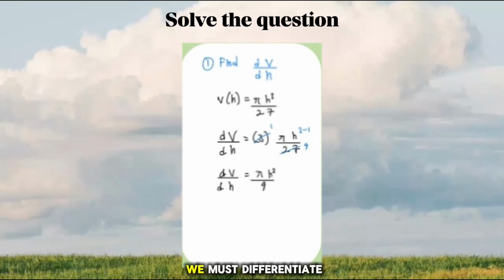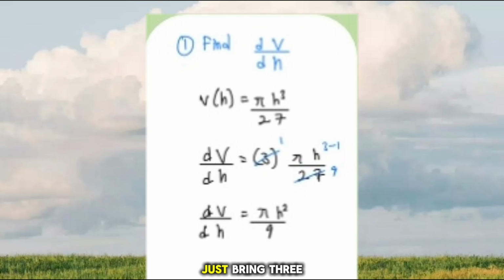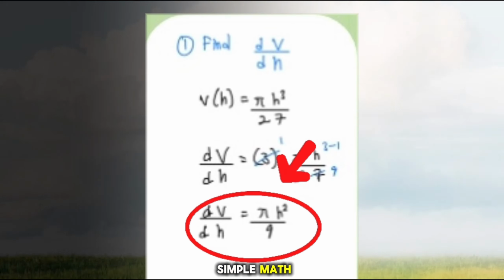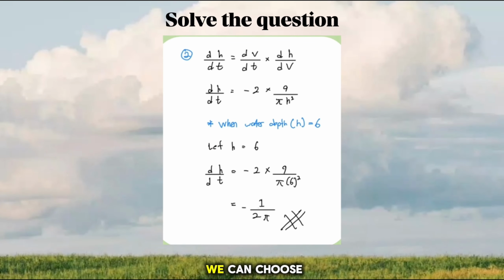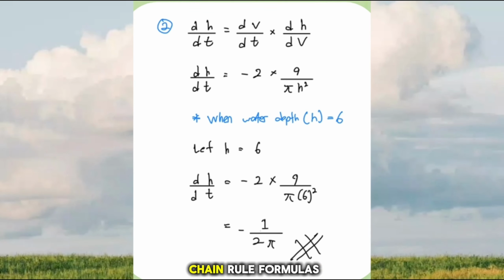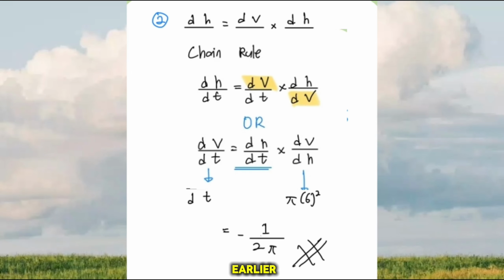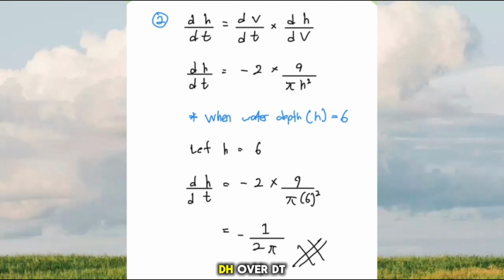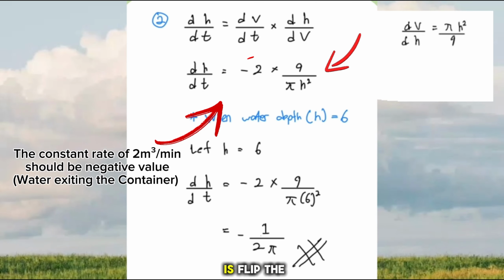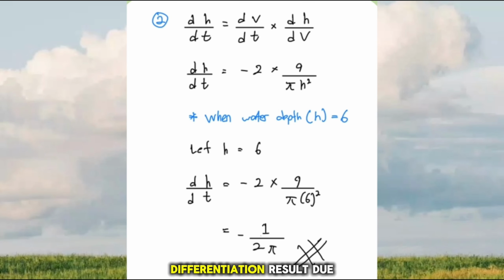For step 1, we must differentiate our V function, which is simple enough. Just bring the 3 forward and deduct 1 from the power, and the rest can be done by simple math. Now step 2, we can choose either of the chain rule formulas that we constructed earlier. I'll go with the first one, dh over dt equals dv over dt times dh over dv. For dh over dv, all we need to do is flip the earlier differentiation result due to it being a fraction.